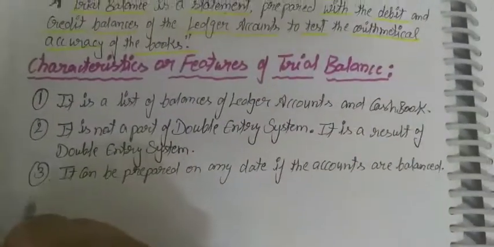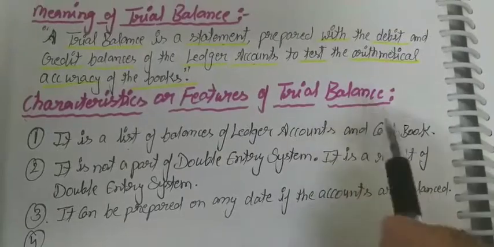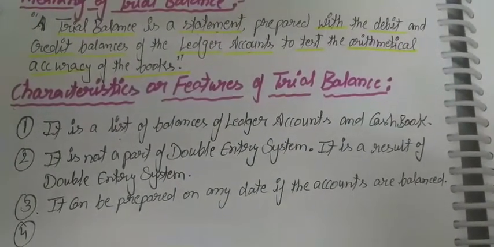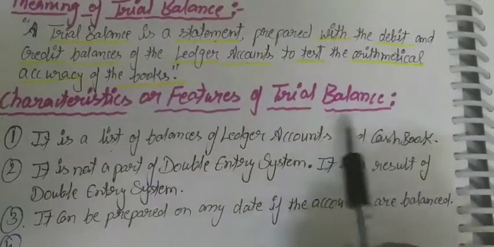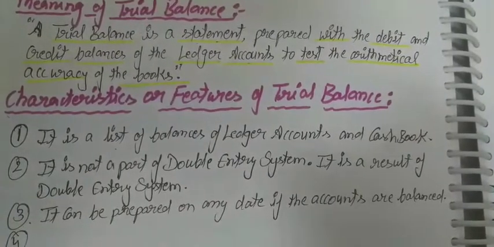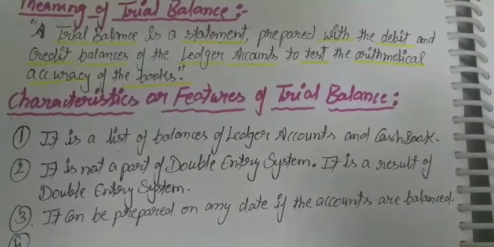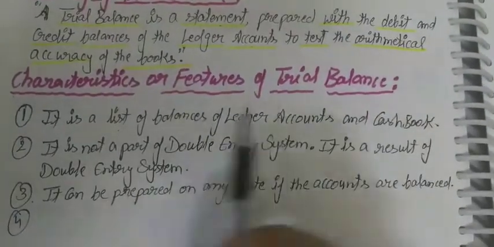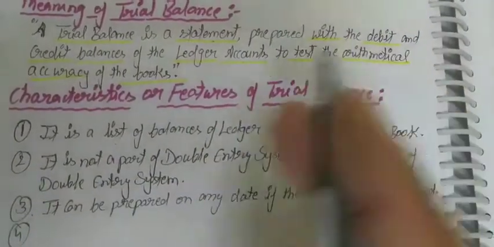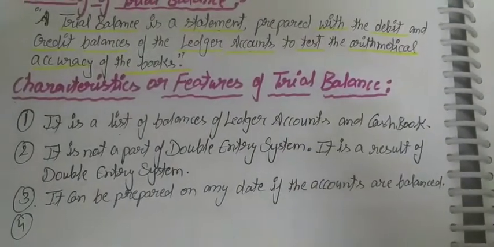The next feature is that the trial balance statement is also used to verify the arithmetical correctness or arithmetical accuracy. If the debit and the credit balances are equal, then it is verified.